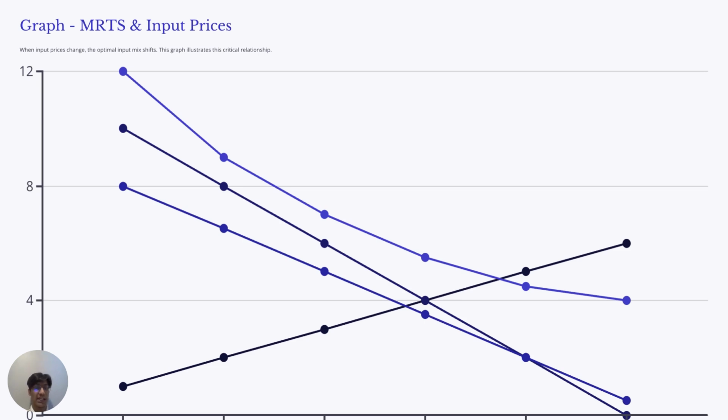This graph shows us a dynamic situation, which is what happens when input prices change. Initially, the isocost line is set based on original wage and capital cost. Now imagine wages increase. This shifts the isocost line inward. The point where the new isocost line is tangent to the isoquant represents a new cost minimizing input mix. The firm might now use more capital and less labor. This is a practical example of how price changes affect input allocation. Managers must constantly monitor these changes to keep operations cost efficient.